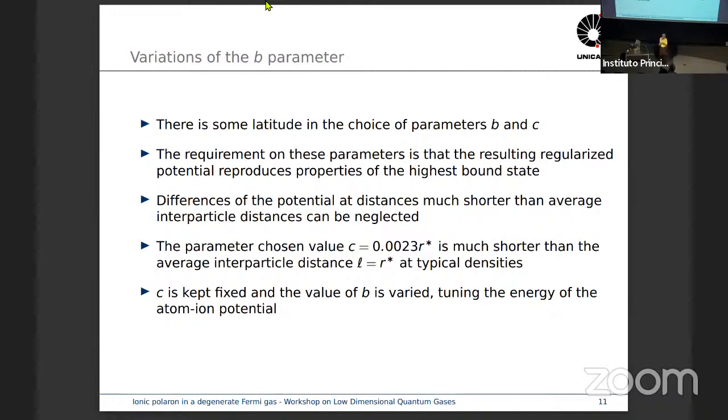And differences, when we change this pair of parameters at small distances, can be neglected. We choose in this work this parameter C, which is much smaller than the interparticle distance at typical densities where we do our calculations and hopefully some experiments. What we do is to keep C fixed and change the value of B. So what we are doing is tuning the depth of this regularized potential.